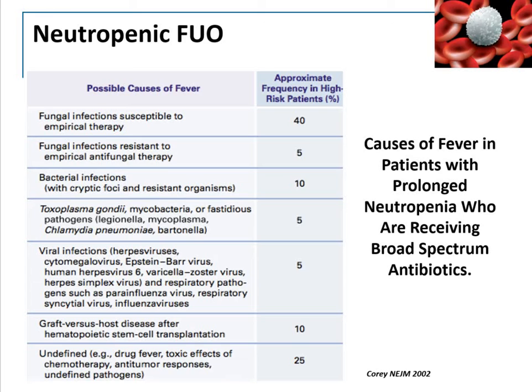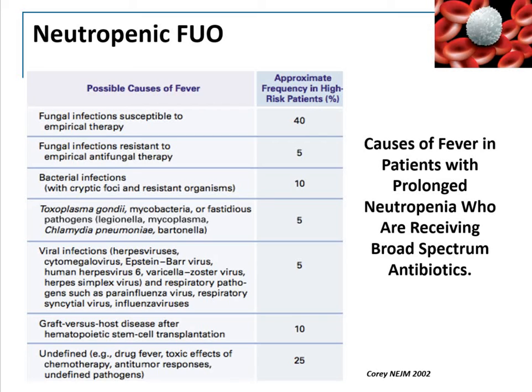Causes of fever in patients with prolonged neutropenia who are receiving broad-spectrum antibiotics. The most common reason for this type of fever is fungal infection, more often susceptible to empirical therapy and only 5% resistant to empirical antifungal therapy. Of course, it could be bacterial infection and also graft versus host disease after hematopoietic stem cell transplantation.